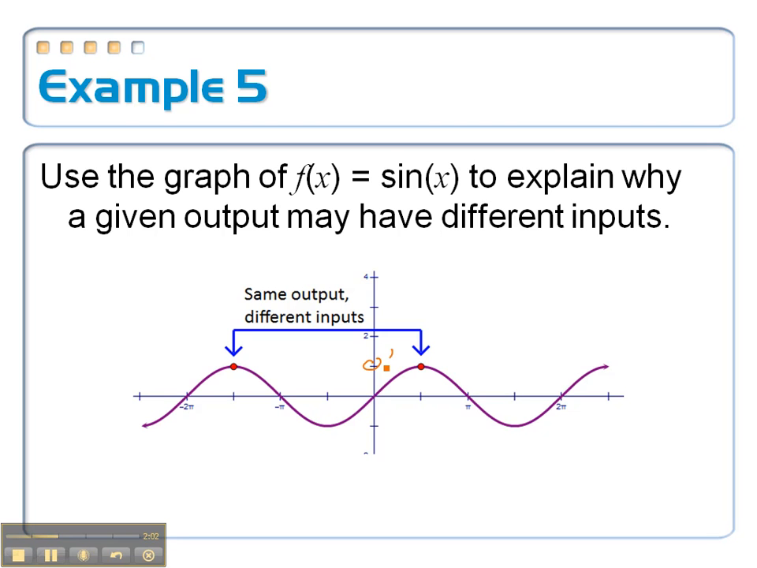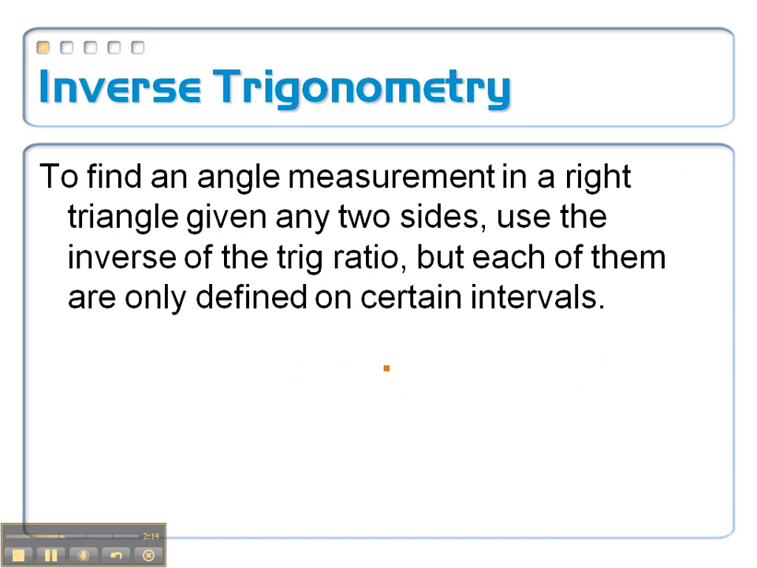So if I were going to work backwards to try to find an angle measurement when I knew the ratio, there's a whole bunch of angle measurements that could possibly work. And that's a big problem. So to find an angle measurement in a right triangle, given any 2 sides, we want to use the inverse of the trig function. But before we define it, we have to say what interval it works on. We have to restrict it.